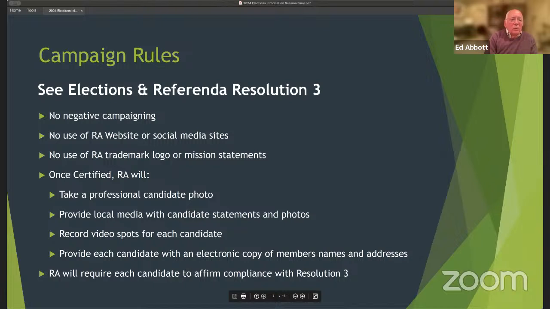You can't use any of the RA trademark or mission statements or any of the artwork or videos that Reston has produced in your advertising for your campaign. So that's important. If you have any questions on either what negative campaigning is or any of the other issues on this slide, please don't hesitate to call.